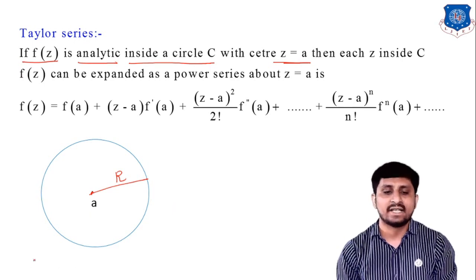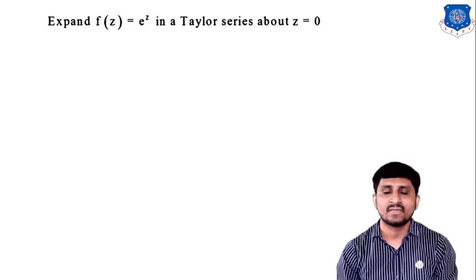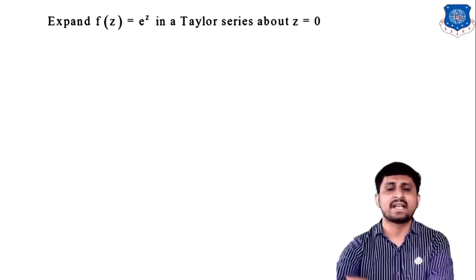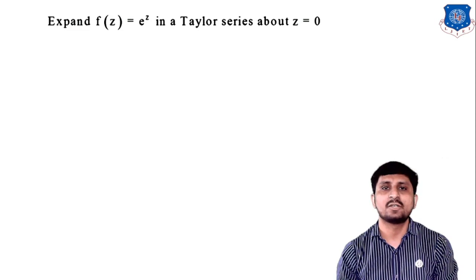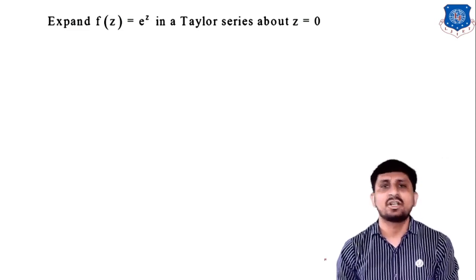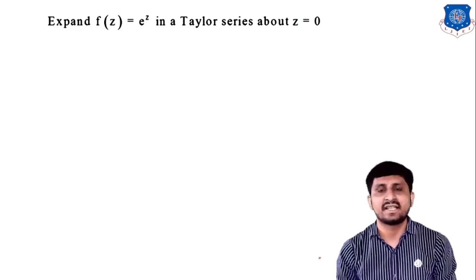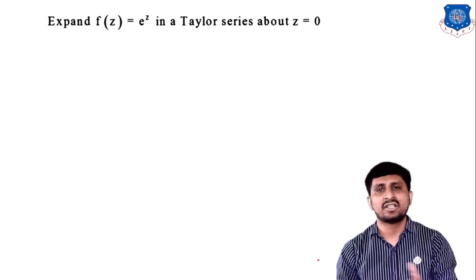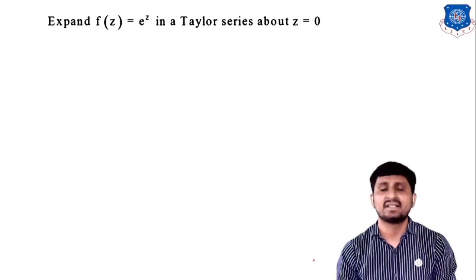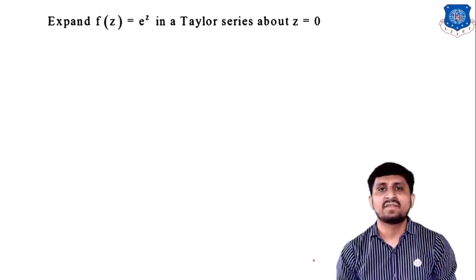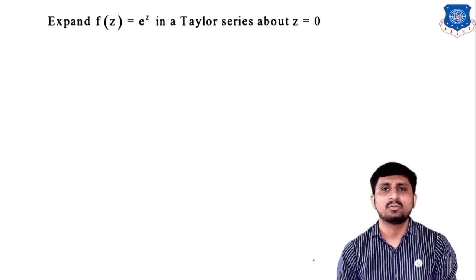So let's solve some examples. First example, a very simple one: expand f of z in a Taylor series about z equal to 0. Almost all the well-known functions are analytic. We already discussed in our second chapter that trigonometric functions like sin z, cos z are analytic, all the polynomials like z, z square, z cube, z raised to 4 are analytic everywhere, and also the exponential function e raised to z and the logarithmic function log z.